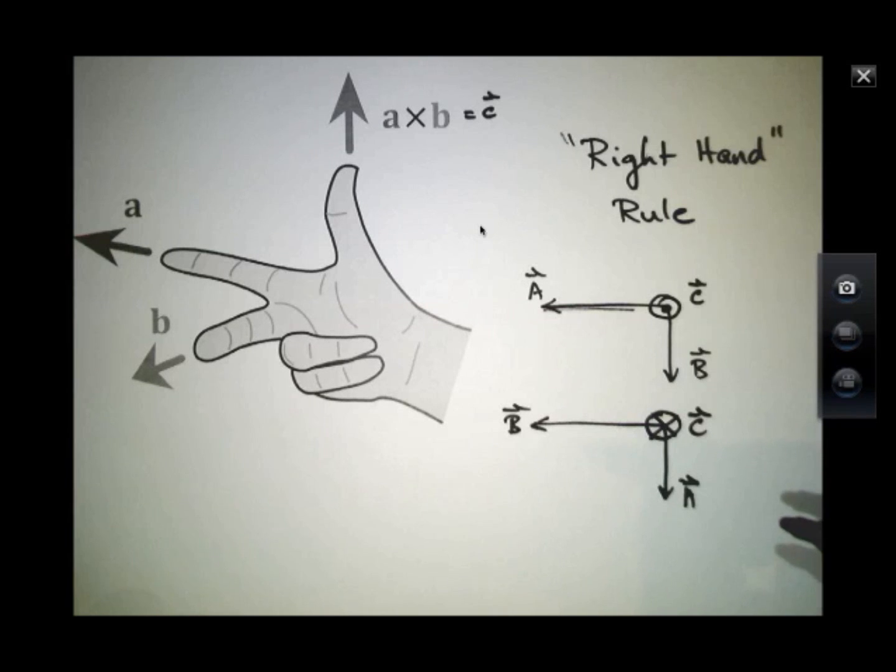So this becomes a bit of a three-dimensional challenge. We have to get used to the idea of how to gauge what this direction is going to be using our right hand.